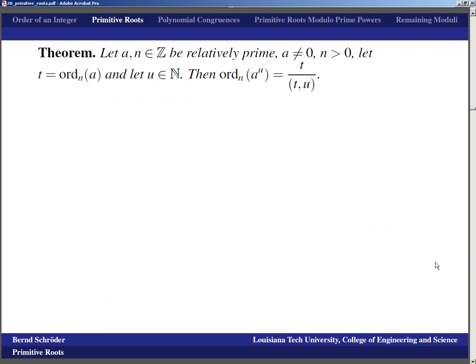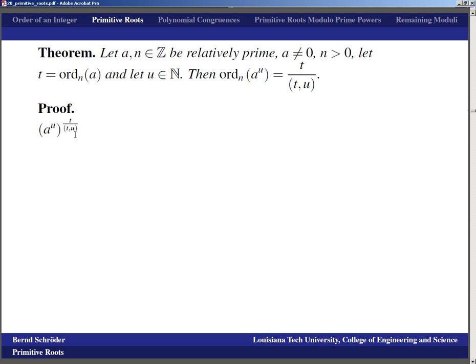Okay, so now we're going to talk about the order of a power. So take a and n relatively prime, a not equal 0, n greater than 0, and let t be the order of a modulo n, and u be a natural number. Then the order of a to the u modulo n is t over the greatest common divisor of t and u. And the proof has two parts. First of all, we show that this thing has to be at least a multiple of the order.